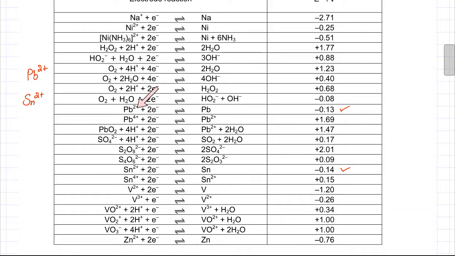So if lead ions get reduced with one substance, then Sn2+ ions would probably get reduced with that substance as well, because the E naught or electrode potentials are not very different. They're almost exactly the same.